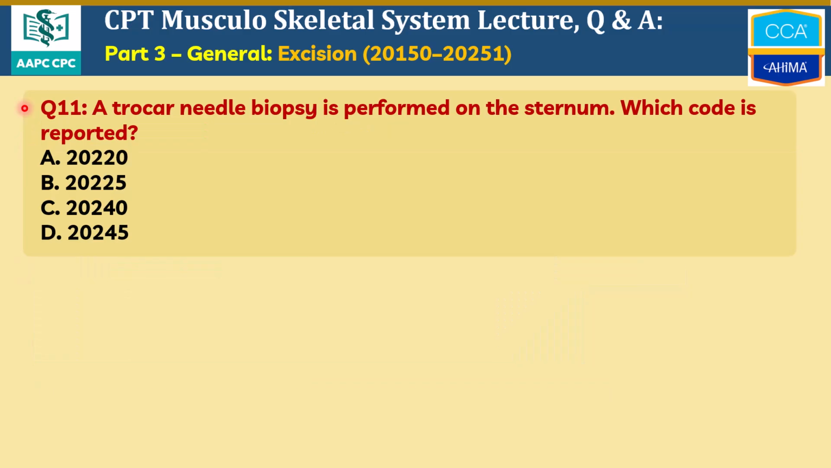Question number 11. A trocar needle biopsy is performed on the sternum. Which CPT code is reported? So there are 4 answers available. Take your CPT code book and find the answer. So here I have to highlight this is a trocar needle biopsy on the sternum. So let's use the elimination method first.